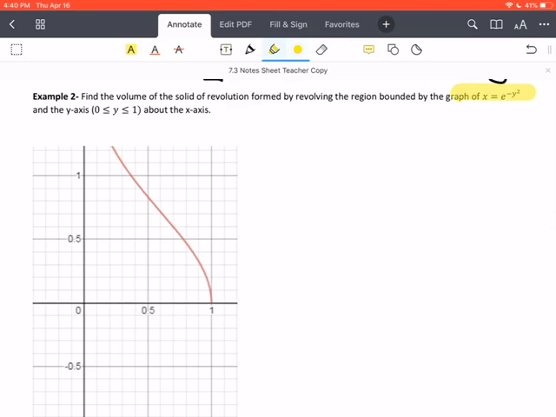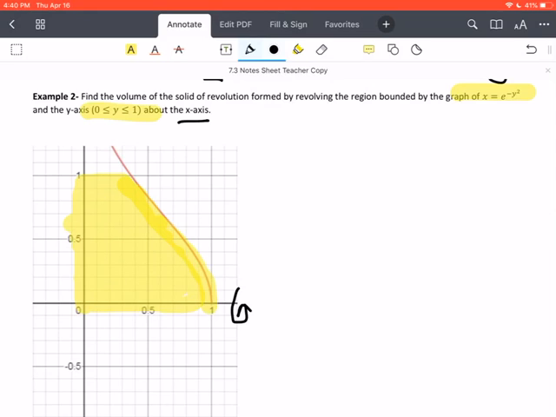So we want to bound by x equals e to the negative y squared, and the y-axis from 0 to 1. So this is important. From 0 to 1, if I shade in the region that we are rotating, this entire yellow region here, they want to rotate about the x-axis.